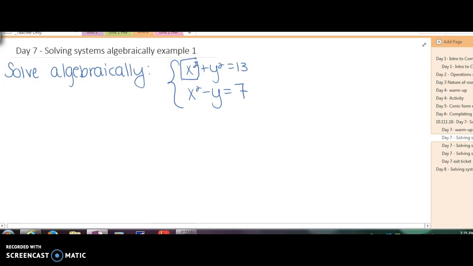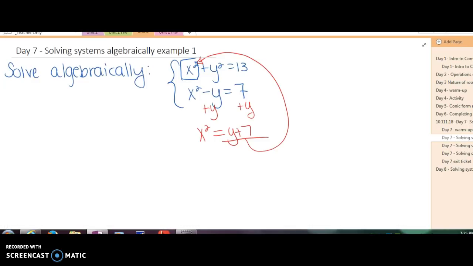So I'm going to take the second equation and add y. So I get x squared equals y plus 7. And now where I see x squared, I'm going to substitute in y plus 7. And I don't have to square it because I'm plugging it in for x squared. So that's going to give me y plus 7, and then copy the rest of that first equation, plus y squared equals 13.